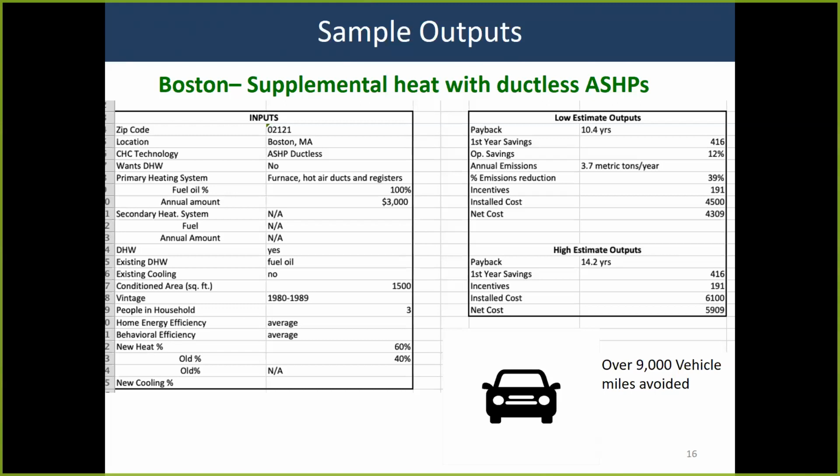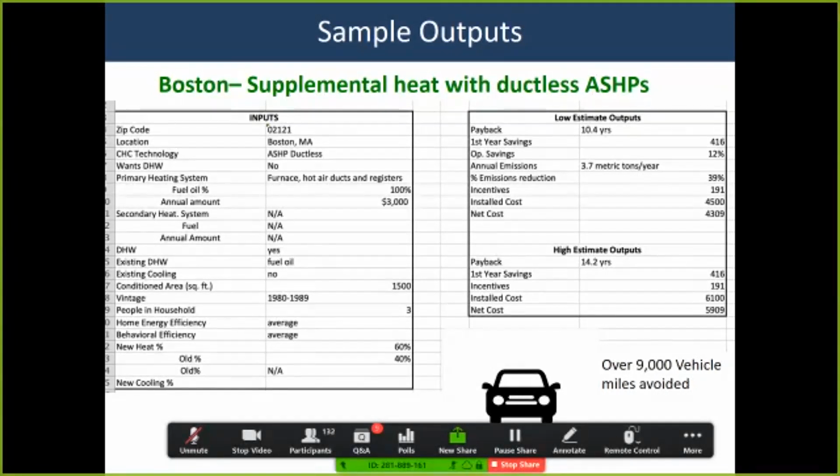My existing domestic hot water is run on fuel oil. I don't have existing cooling. My conditioned area is 1,500 square feet. The vintage of my home is from the 80s, and I have average home energy efficiency and behavioral efficiency. And I'm looking for the heat pumps to cover about 60% of the load. Then you'll see on the right-hand side of your screen, the outputs are broken up into low estimate and high estimate outputs, with the low estimate outputs of 10 and a half years payback with an emission savings of 3.7 metric tons per year, which is about 9,000 vehicle miles avoided.